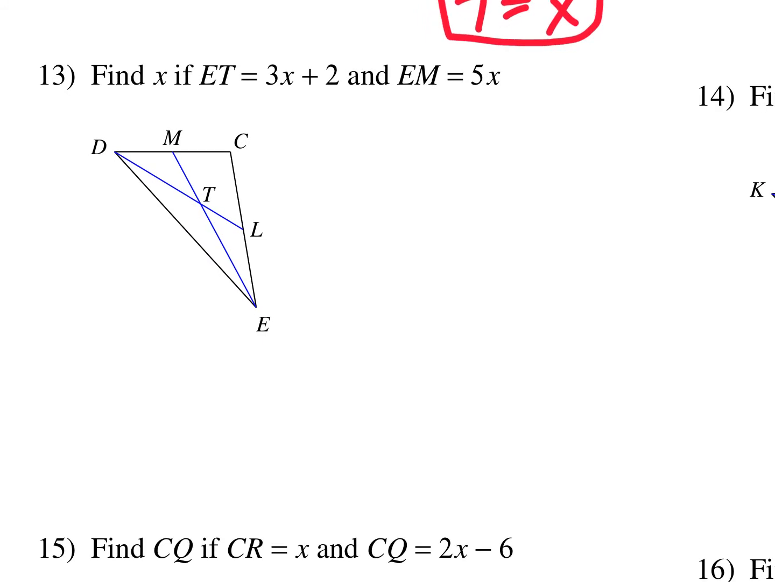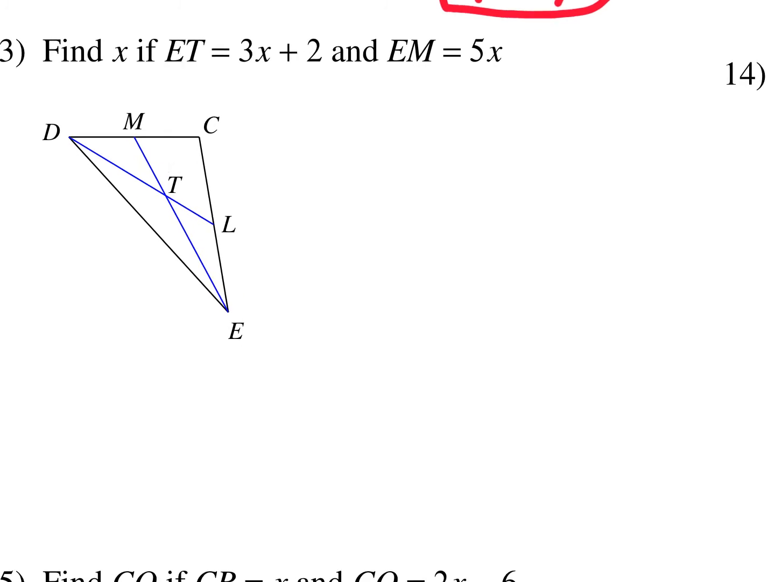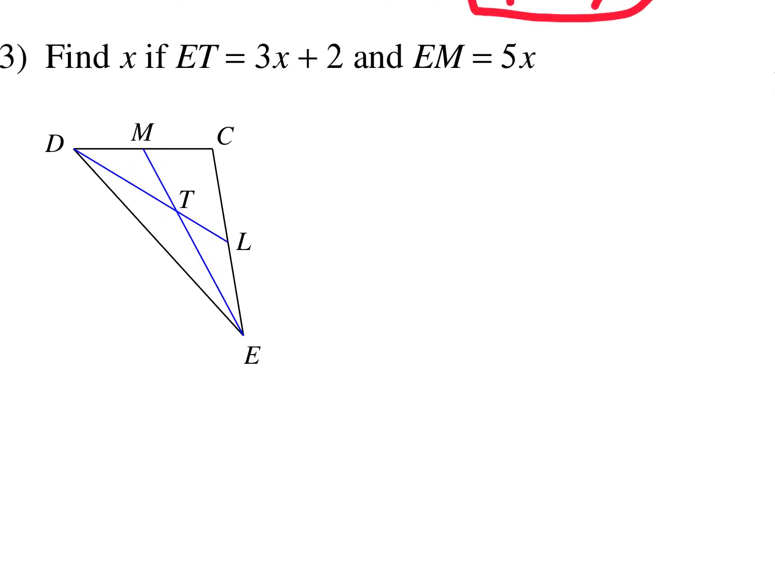Okay, let's look at number 13. Find x if ET equals 3x plus 2 and EM equals 5x. Okay, so ET is from the vertex to the centroid, and they're telling us that that is 3x plus 2. EM is from the vertex all the way to the opposite midpoint, so the entire median, and they're telling us that that is 5x.